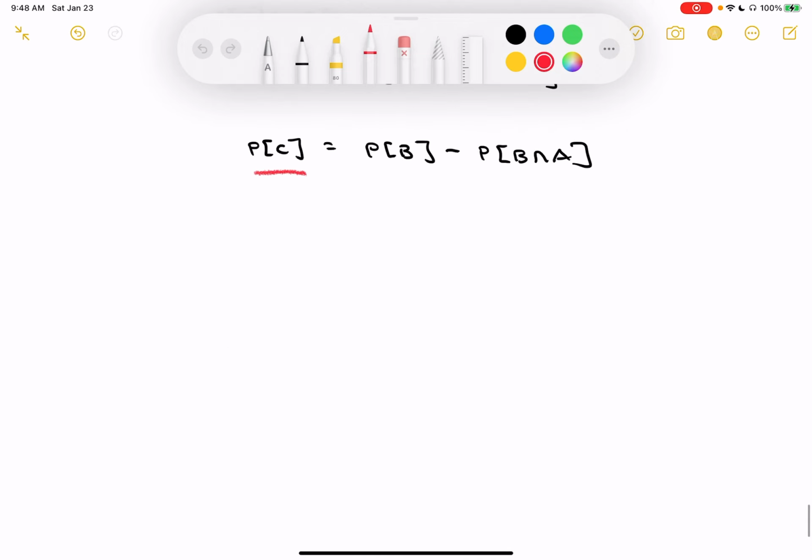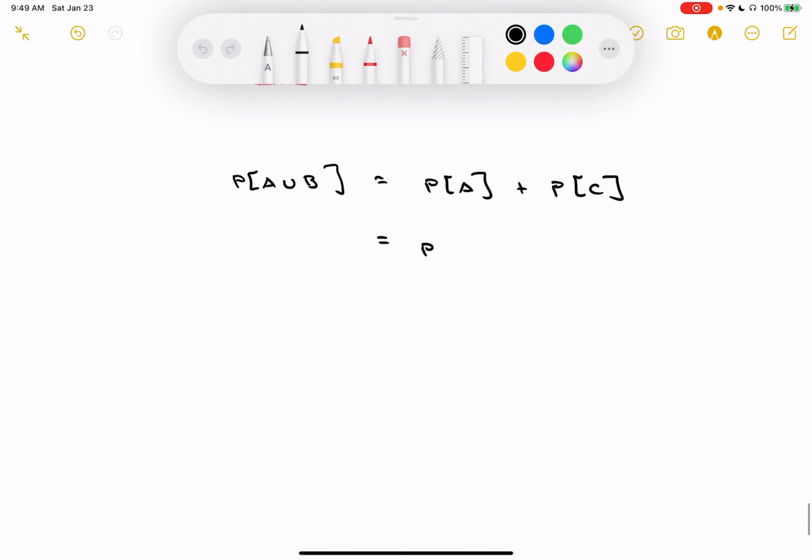So let's just put all those pieces together. I had the probability of A union B. I was trying to do this for arbitrary events that were not necessarily mutually exclusive. That was the probability of A plus the probability of C. But I just came through this idea that the probability of C was equal to the probability of B minus the probability of A intersect B. And now I'm done, right?